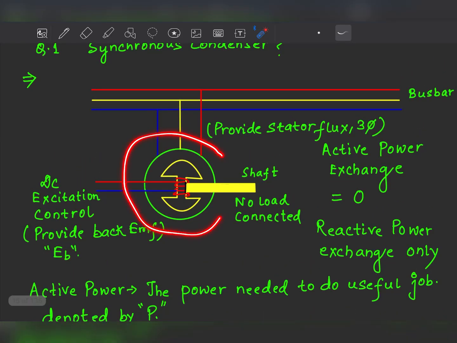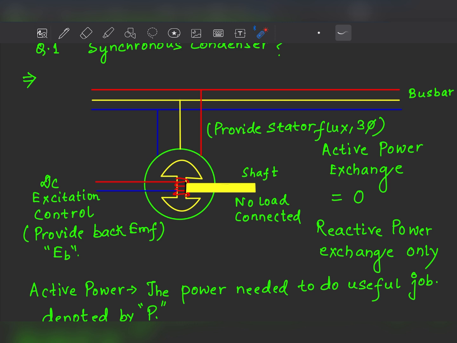Basically, the main purpose of this synchronous condenser is to improve the power factor. Let's suppose you have connected so many loads to the bus bar and suddenly the voltage drops to a very minimum voltage. After that your motor efficiency will decrease, your pump capacity will decrease, it will not get the accurate pressure, and you will see your ampere will be very low.